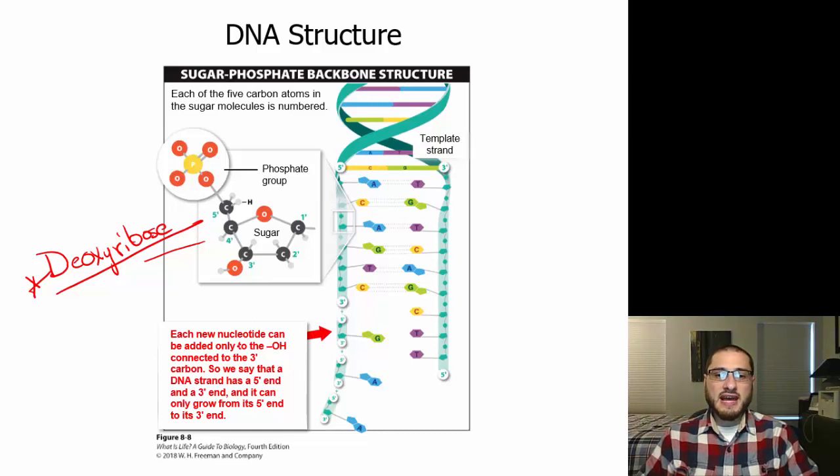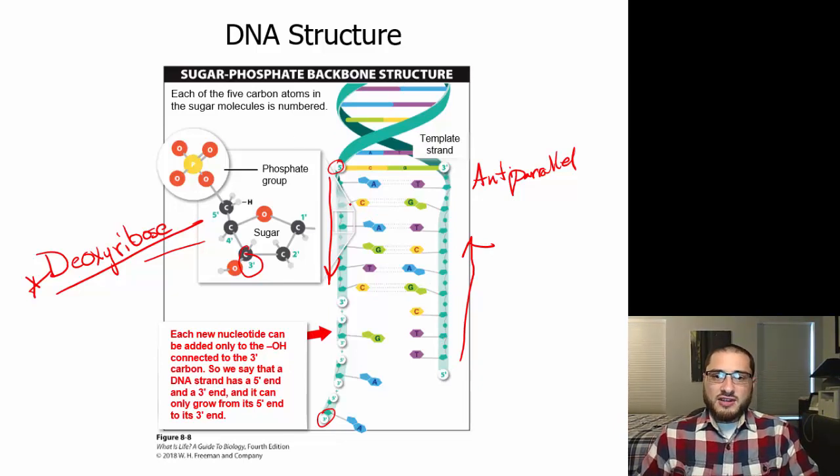Each new nucleotide can be added only to the OH connected to the 3 prime. This carbon is numbered, and we refer to it as the 3 prime, and then we're also going to have the 5 prime carbon. So we say that a DNA strand has a 5 prime end and a 3 prime end. Here you see that this is the 5 prime, and down here would be the 3 prime, and they run parallel in the opposite direction, which we call anti-parallel. Anti-parallel means that this goes from 5 to 3 prime, and this way it goes from 3 to 5, or upside down, 5 to 3.